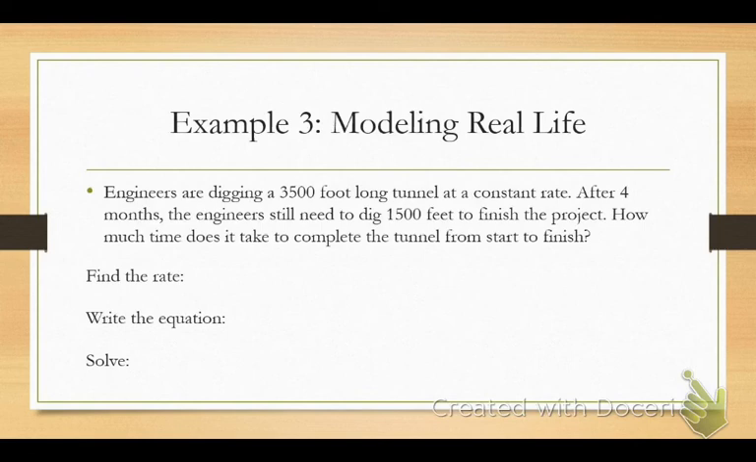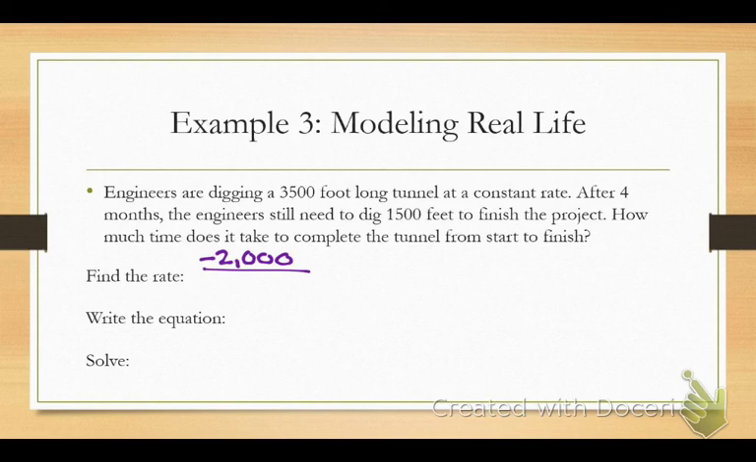Okay, so first of all, I need to figure out how fast they're digging, or maybe a better way to say that is how many feet per month they're digging in the first place. How do you think we could figure out that information? If we know they started at 3,500 and after 4 months they have 1,500 feet to go. How could I figure that out, Maya? Yes, very good. 3,500 minus 1,500 tells me that they have dug. Why would it be negative? Because it's a tunnel.